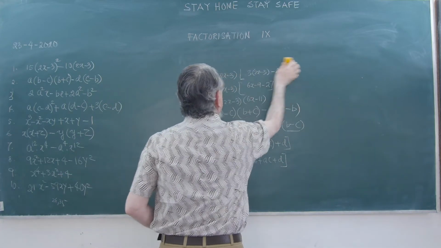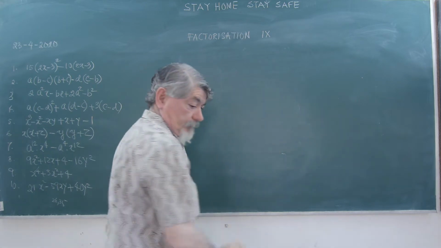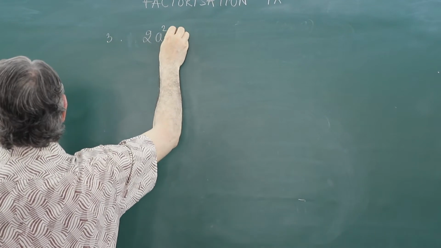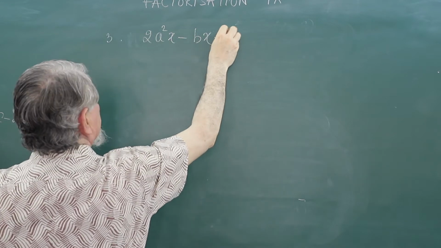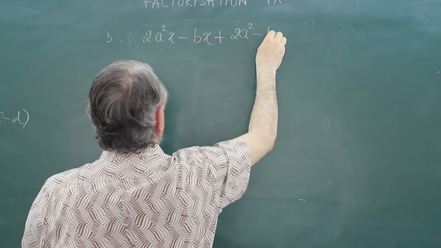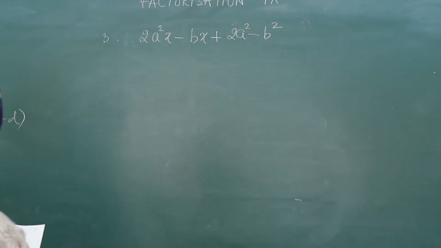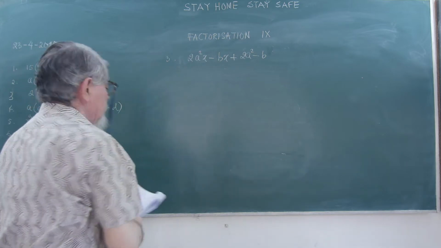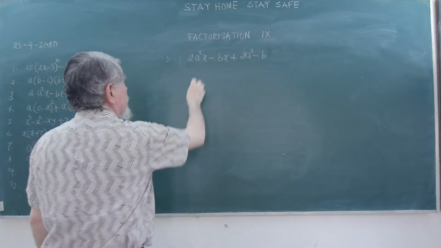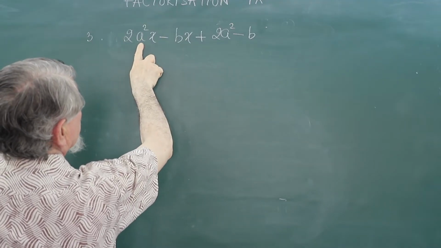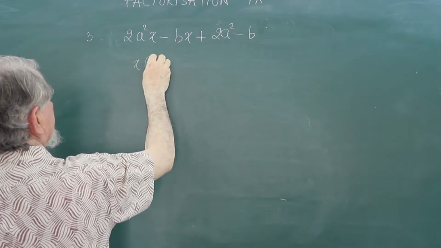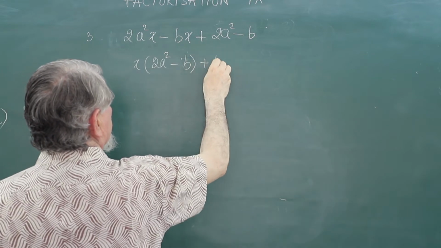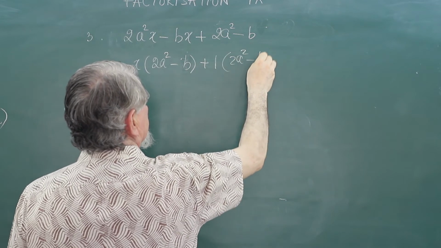Now let us rough this out and see question number 3. Question number 3 is 2a square x minus bx plus 2a square minus b. It is not b square, it is b. That is why it is coming wrong. Now here simply you can take out common. What can I take out common? x. It will be left 2a square minus b, and plus 1, it will be 2a square minus b.